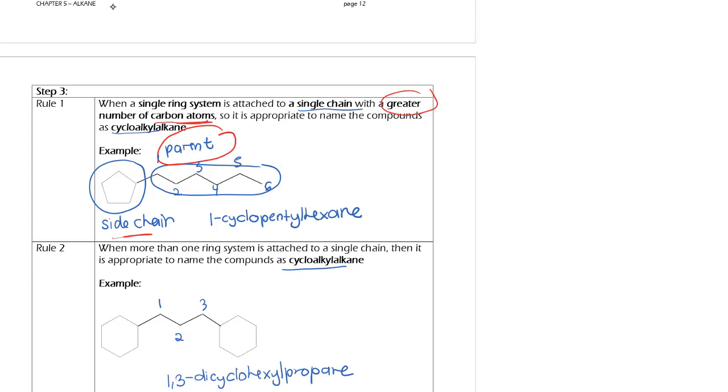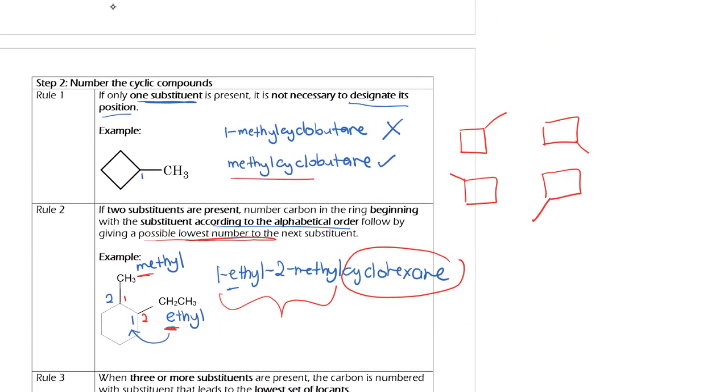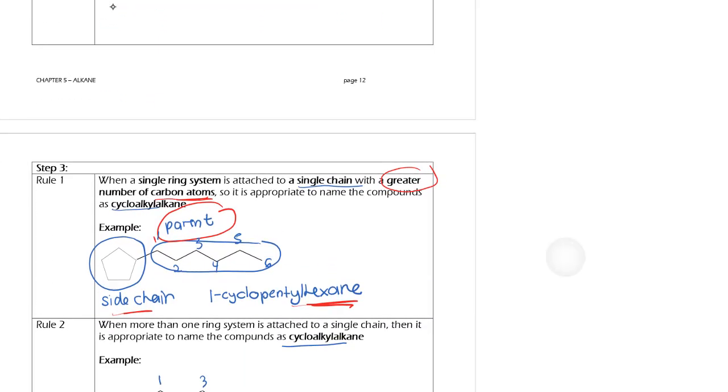Okay, so for a straight chain, when you do have a substituent, you need to mention the position, because maybe it is at carbon number 1, or maybe it could be at carbon number 2. If the straight chain is the parent, like right now hexane, you need to mention the position. But if the parent is cyclic, no need to mention. Okay, so there's a difference.